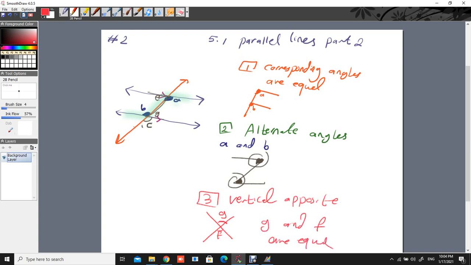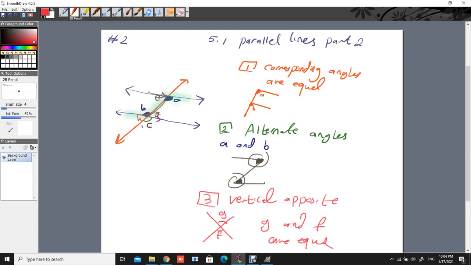Let's say here B with C, the angle B with the angle C. B and C are vertically opposite. G with H are vertically opposite. This angle with this angle, and this angle with this angle are opposite.